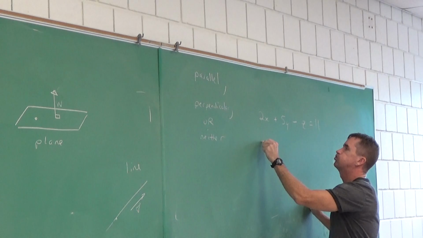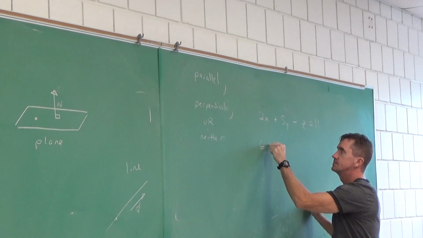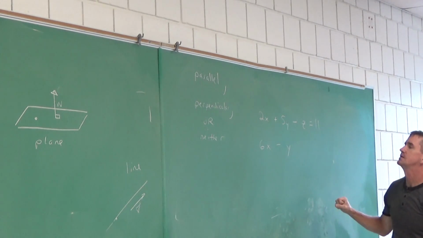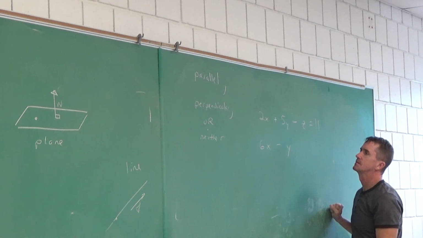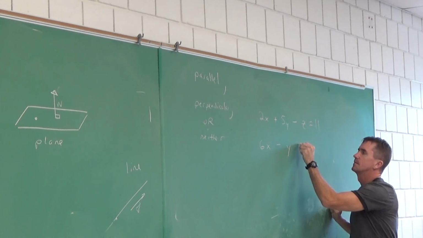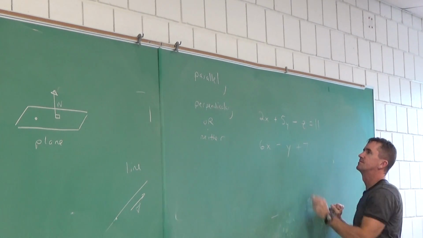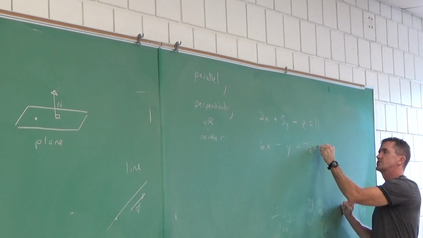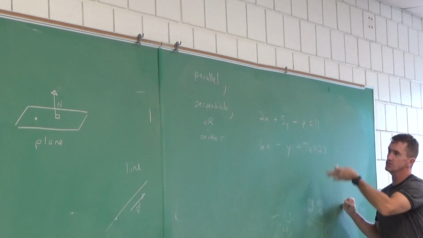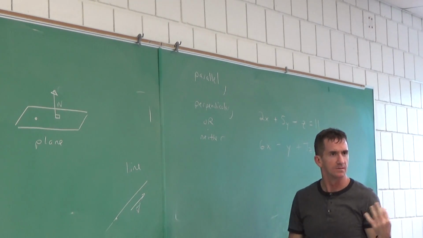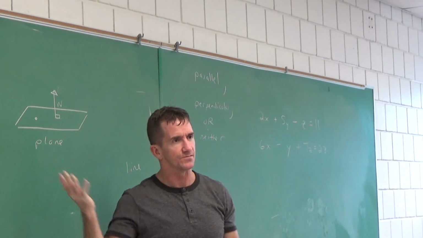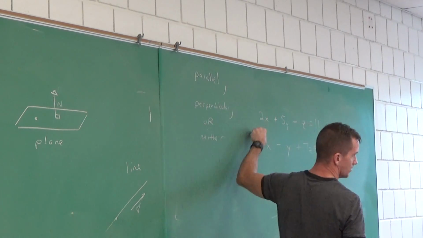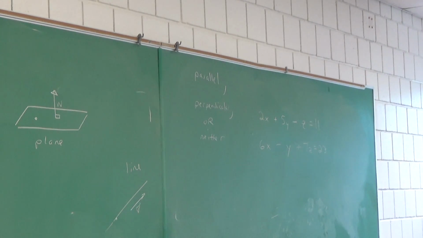6x minus y plus 7 equals, how about 23? Now those are 2 equations of planes. Do you all agree? The x, the y, the z, there are numbers in front of them just like we had before. Our question is, we have to determine whether these 2 planes, this is one plane, this is another plane, are they parallel, are they perpendicular, are they neither?